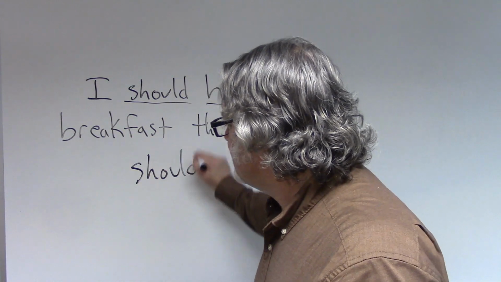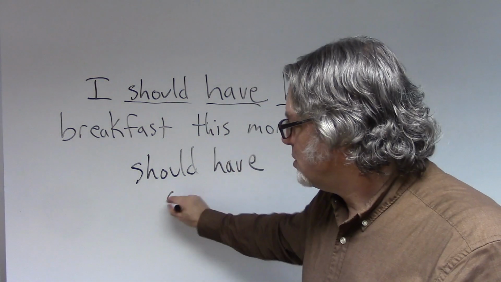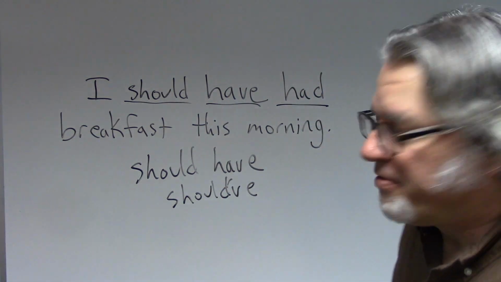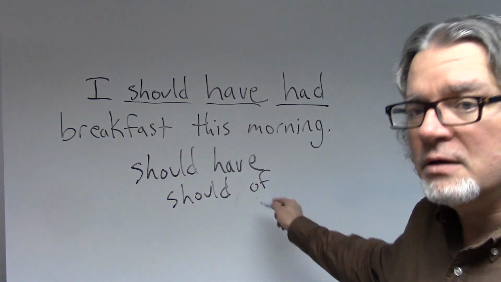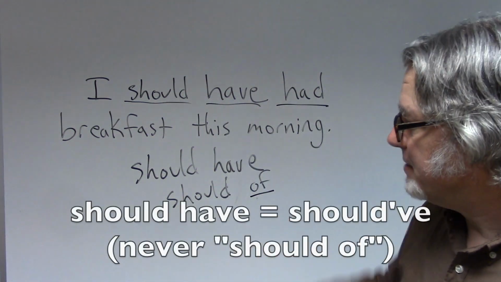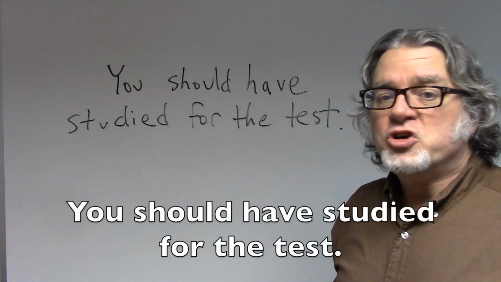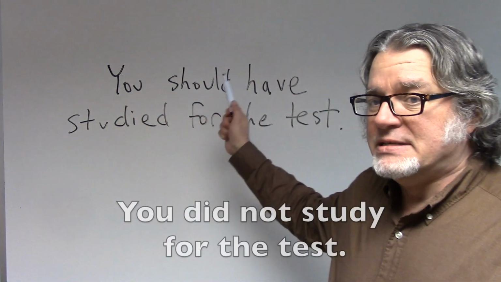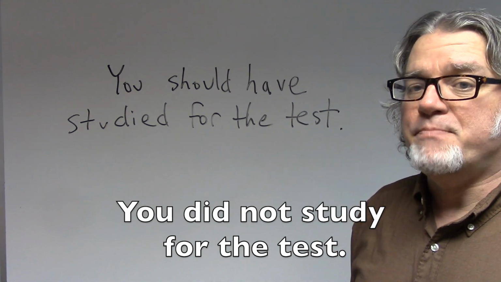Should and have can be contracted to should've. Some people think that this is spelled "should of," but that's wrong. Although it's a very common spelling mistake to use of instead of have. Should have, should have. You should have studied for the test. This means that you did not study for the test, and possibly you got a bad grade.